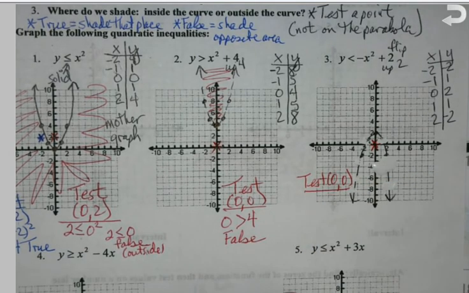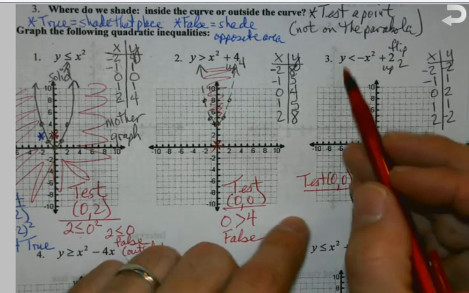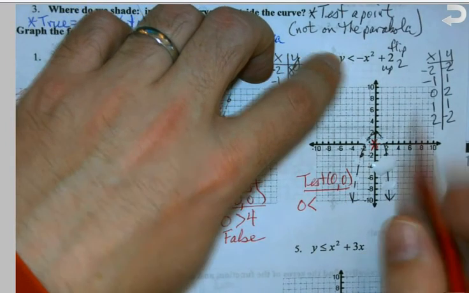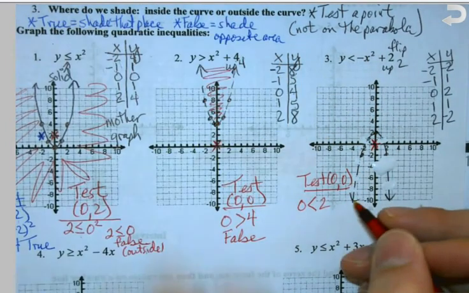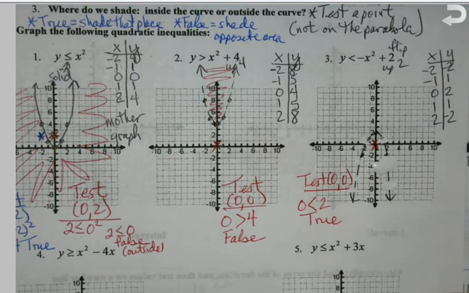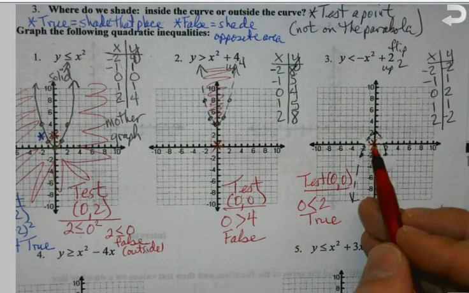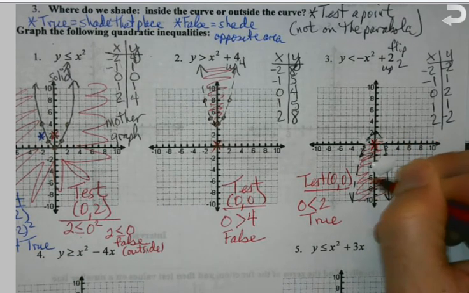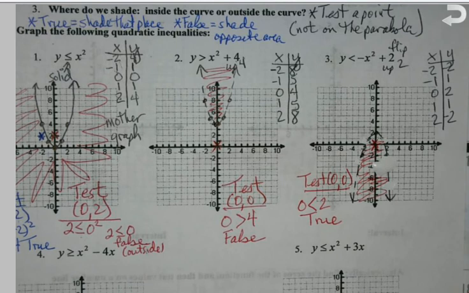Alright, so we're going to test 0, 0. Alright. 0 plus 2 is 2. Is 0 less than 2? True, so we shade the inside, because my test point's inside. So we have to pay special attention to where our test point is, because that matters. Because you're like, dang, sometimes it's true and it's inside, sometimes it's true and it's outside. It depends on where my test point is.